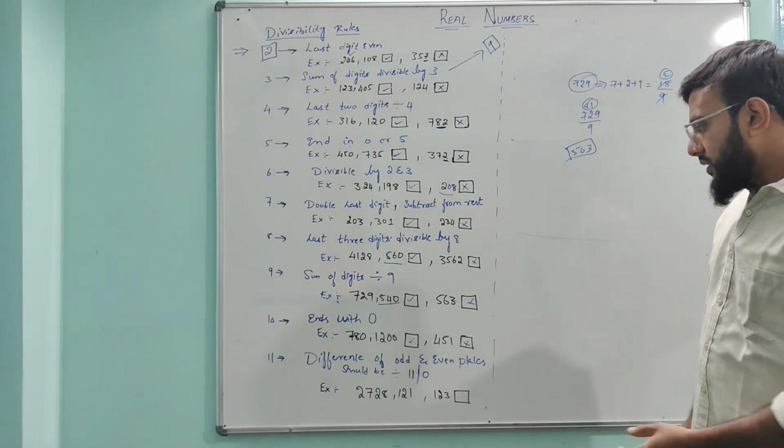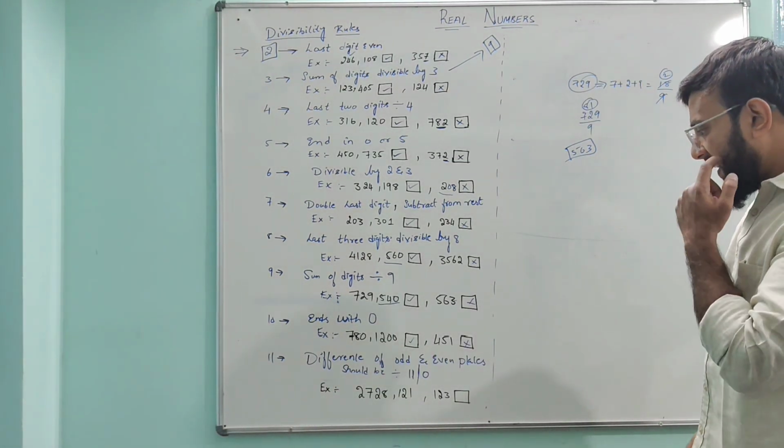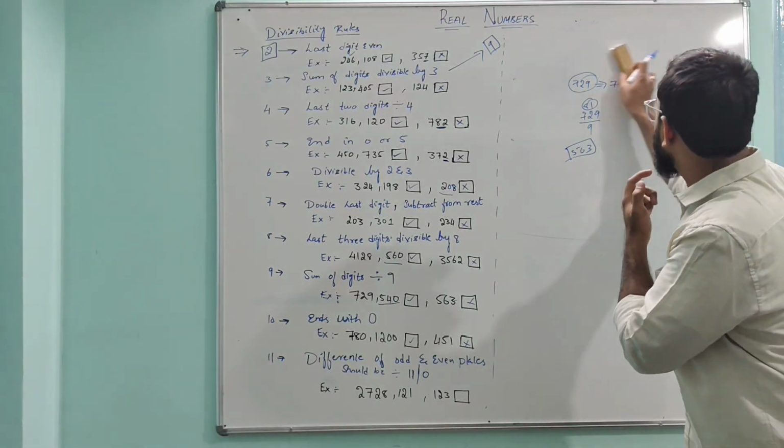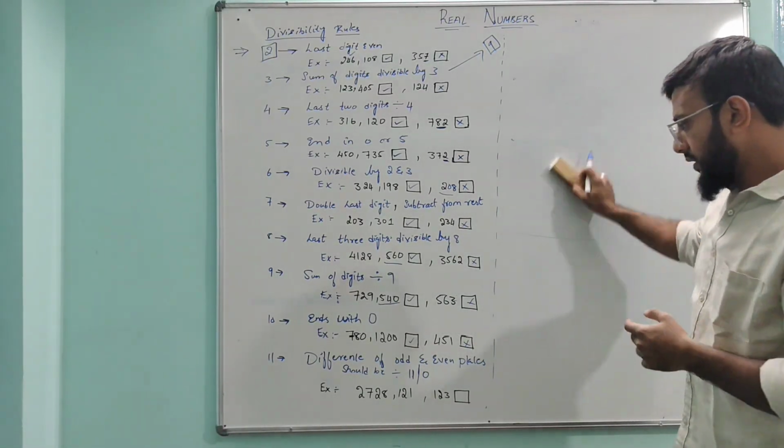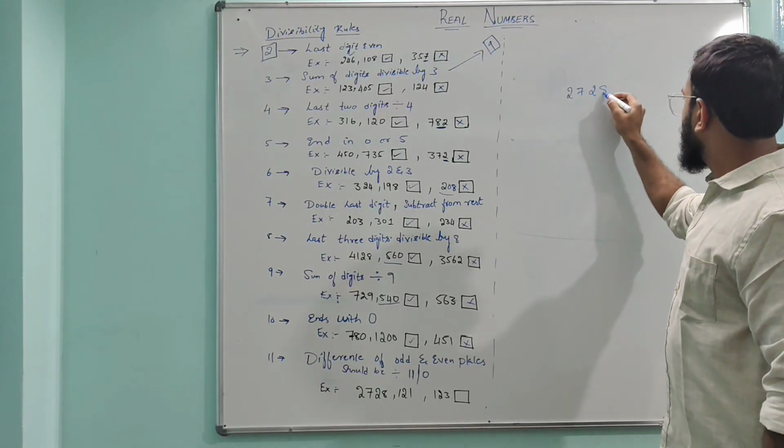For 11, the difference of the sums of digits at odd and even places should be divisible by 11, or 0. Let us check with this number, 2728. Difference.